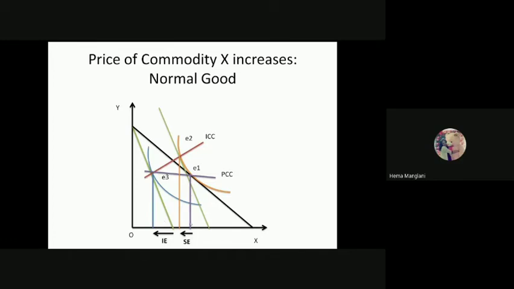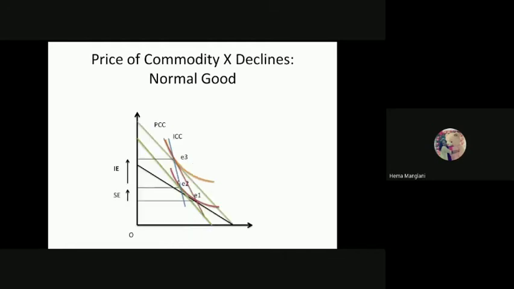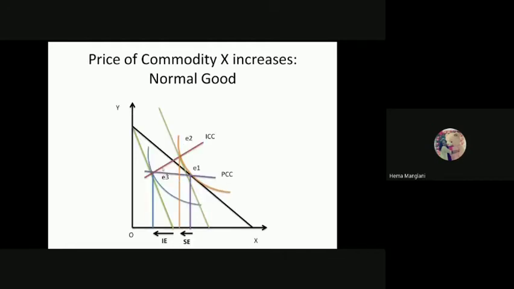Here, both of the effects are going leftward. The substitution effect takes place from E1 to E2, and from E2 to E3 is your ICC, or your income effect. So both are going leftward in this direction. The reason behind it is that your substitution effect could also be a reverse case, and the income effect could also be a reverse case. Because everything is declining when the price of X is increasing for a normal good. Is that clear to everyone?